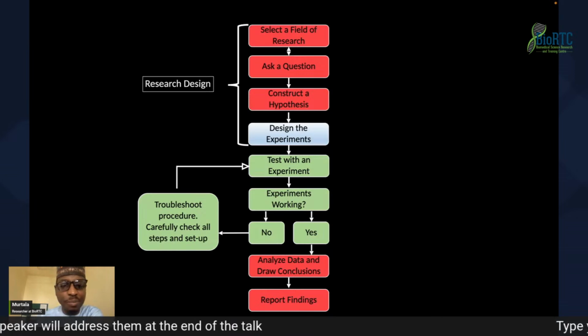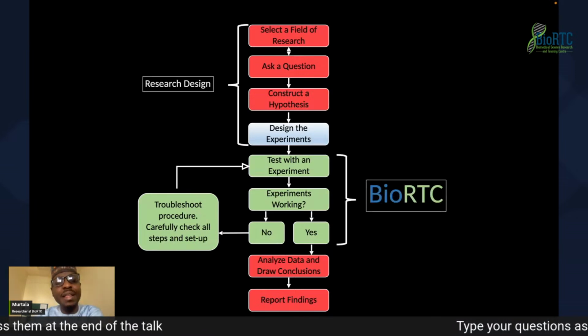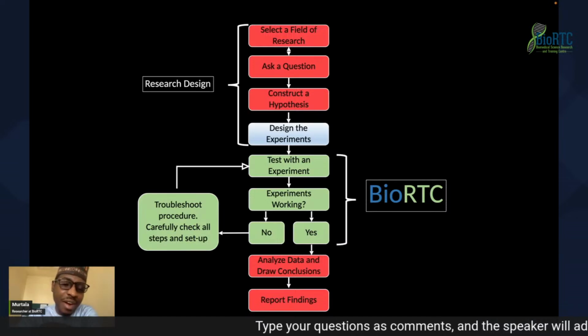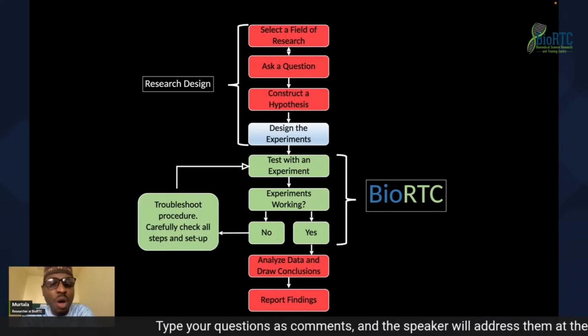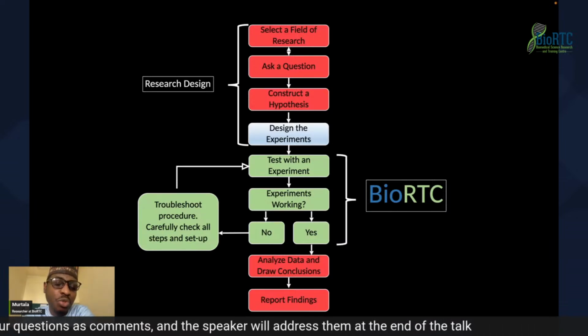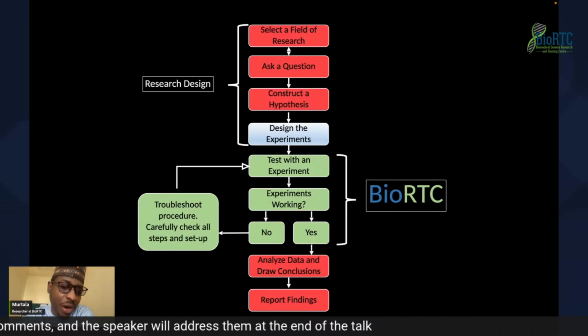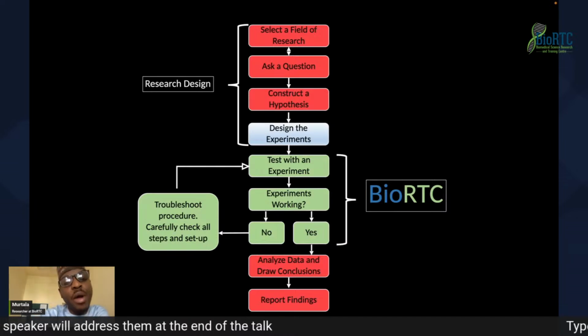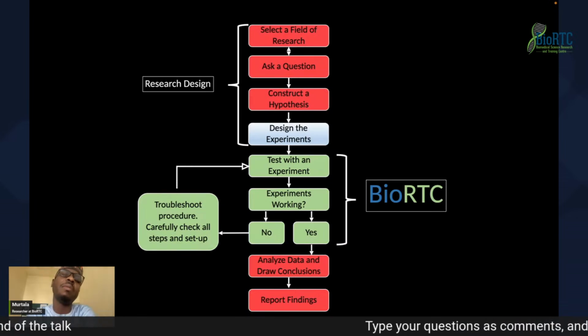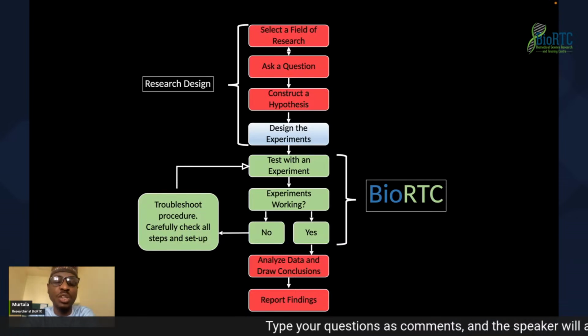And this is where BioRTC, the area highlighted in green, is very, very handy when it comes to facilitating your research. That is the point where you start your experiment, and that is where you should be thinking about incorporating BioRTC in your research.